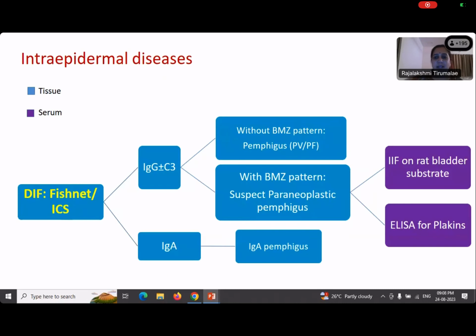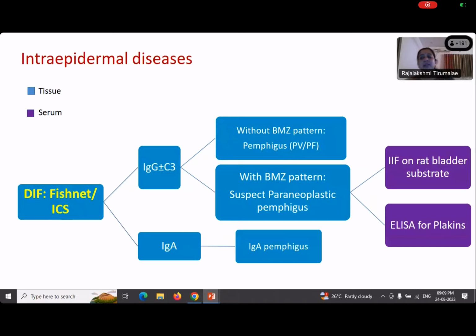And this is an algorithm to show you how to approach blistering diseases with the combination of DIF pattern, histopathology, and those cases which would require further studies. For example, paraneoplastic pemphigus, or what is now called the paraneoplastic autoimmune multiorgan syndrome. This is a case with a high incidence of internal malignancies. So when do you suspect it? When you have a combination of intercellular and basement membrane zone patterns, but this is not diagnostic. And neither does the biochip have the substrate which is confirmatory.